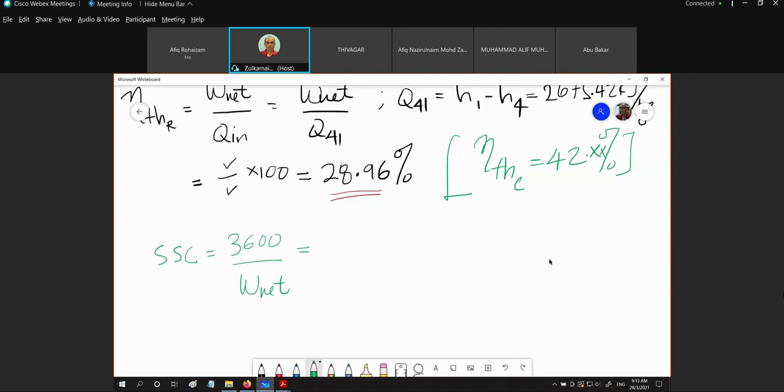And another use of the SFC is to compare one plant to another plant. Let's say we have two plants of different sizes. Before that, can we calculate this first? What is the SFC? What do you get? Calculate this first before I continue my explanation.